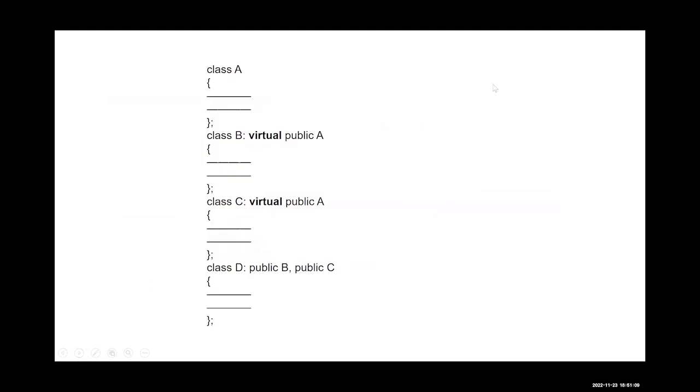So how am I going to declare it? See the example here. I'm going to use the keyword virtual. So where I'm using it, this is my base class. Okay. So this is my base class. My base class is here.